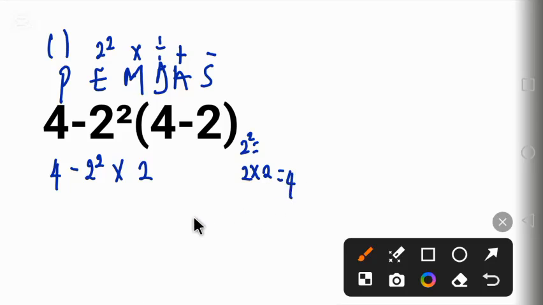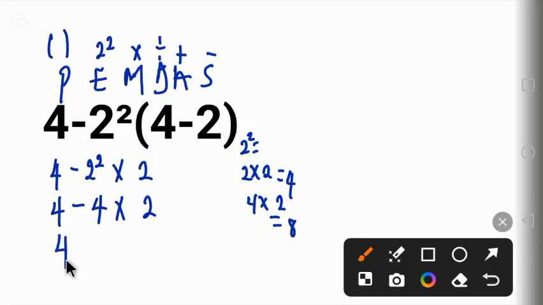Alright? Now we write this 4 here, and then instead of this 2 square we write 4 times 2, and the next is multiplication. 4 times 2 will give us 8. 4 times 2 equal to 8. So we are going to replace this by 8. So we have 4 minus 8, and then 4 minus 8 will give us negative 4. That is the final answer.